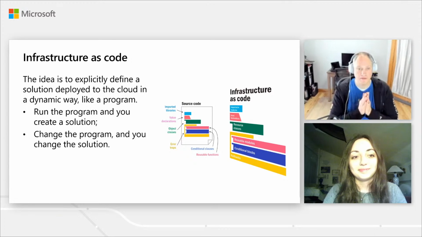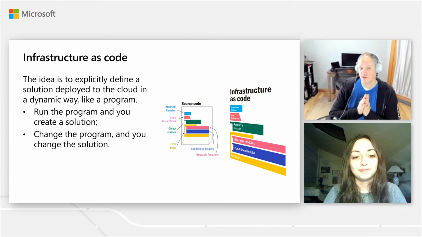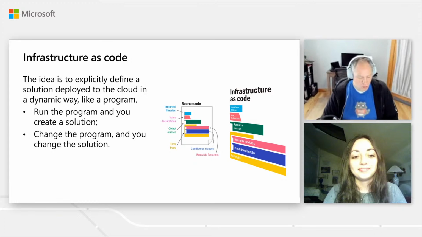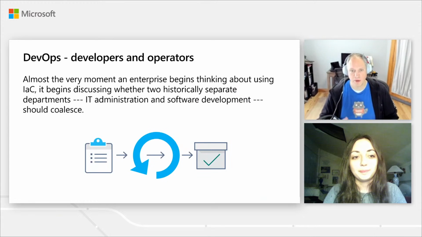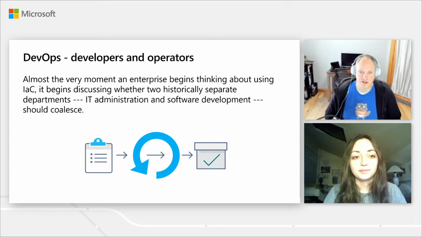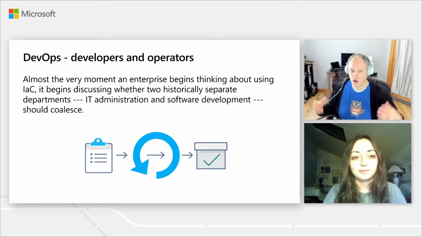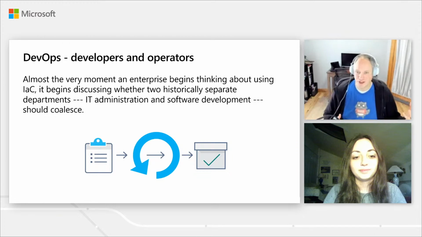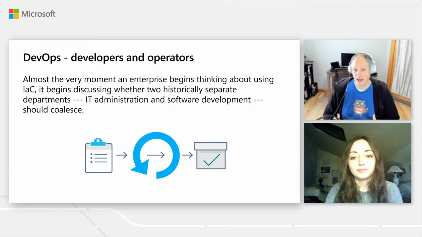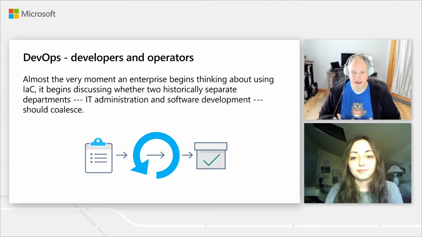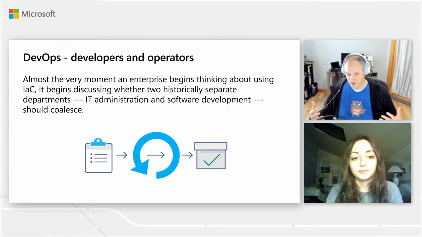So, all right. Thank you for that definition of infrastructure as code, Foteini. And one of the things that we find when we start talking about infrastructure as code is we really start this discussion about these two historically separate departments, IT administration and software development, and how they should come together. And the DevOps movement came into being from this idea that any plan at this level of business can't be undertaken by organizationally separate teams.